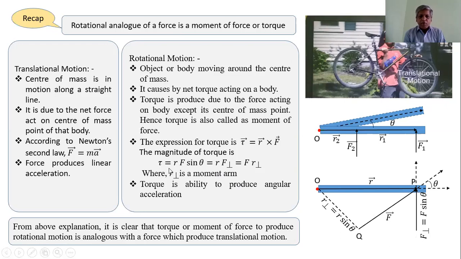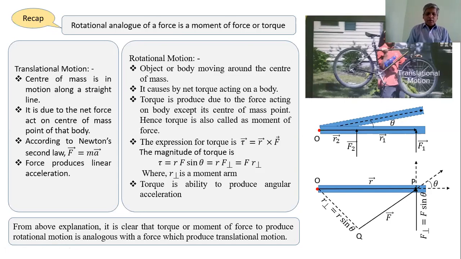This is the magnitude of torque or moment of force. The turning effect depends upon the angle between the position vector and the direction of force, as the position and the magnitude of the force remain constant. If this angle is larger, that is equal to 90 degrees, at that time the torque is larger, or the turning effect is observed larger.